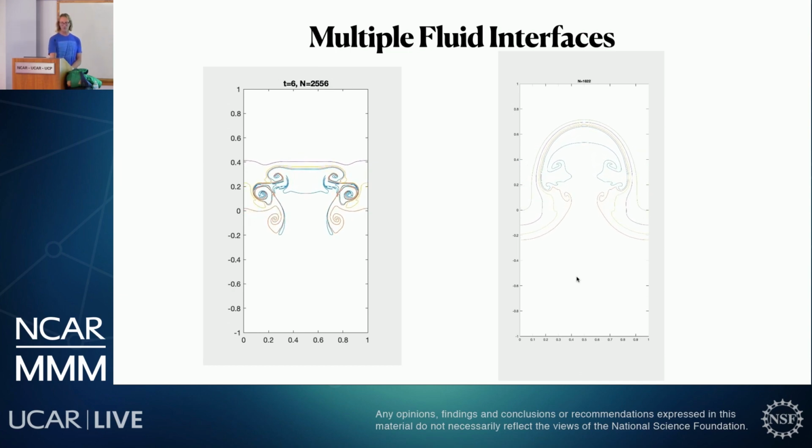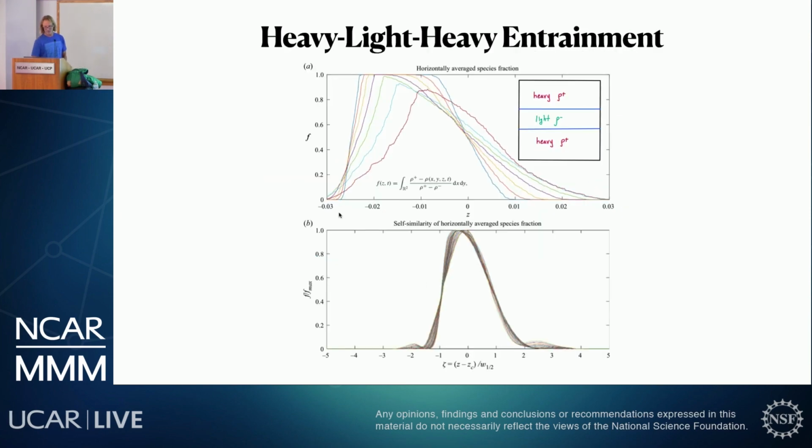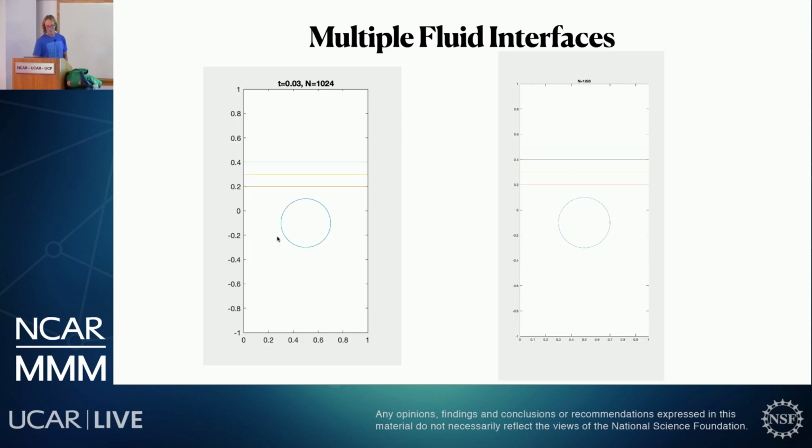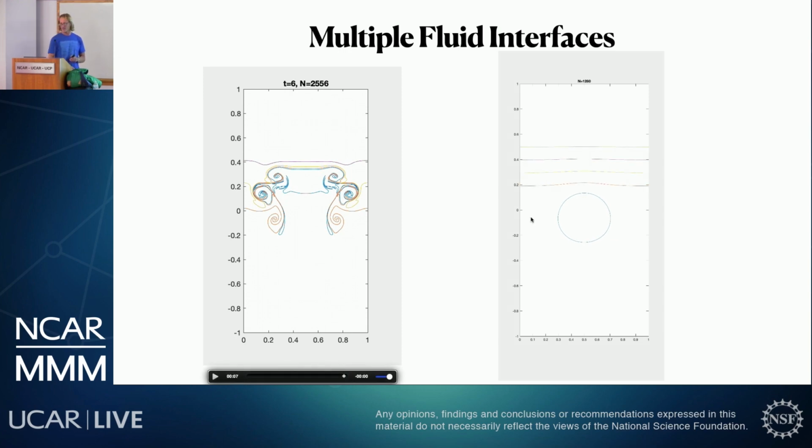So the model can do as many interfaces as you like, and this number here, it starts out, like in this run, we started out with a total of 1,024 cells, and then as the length of the interface increases due to roll-up, you can easily add cells to the problem, and you can very nicely capture the small-scale structure. So that's just to say that you can do stratified flows very nicely with this model.